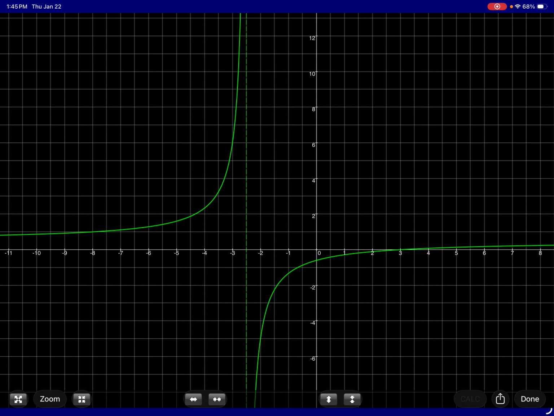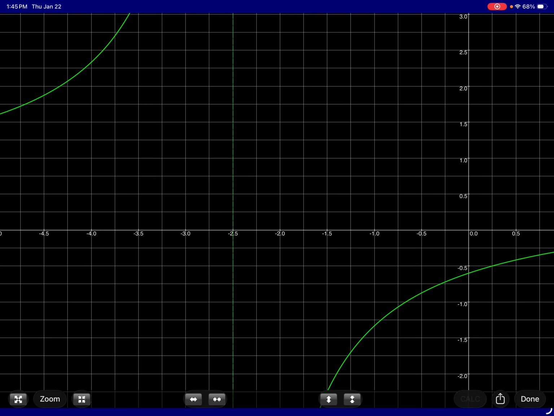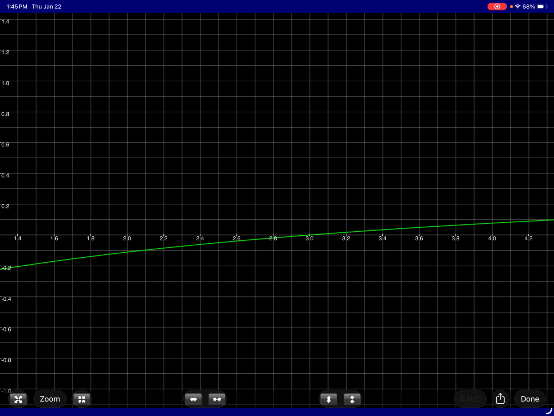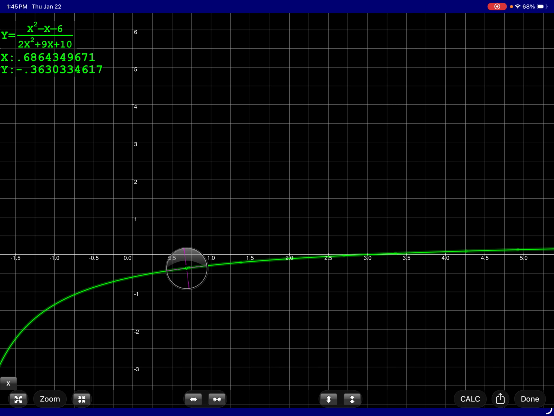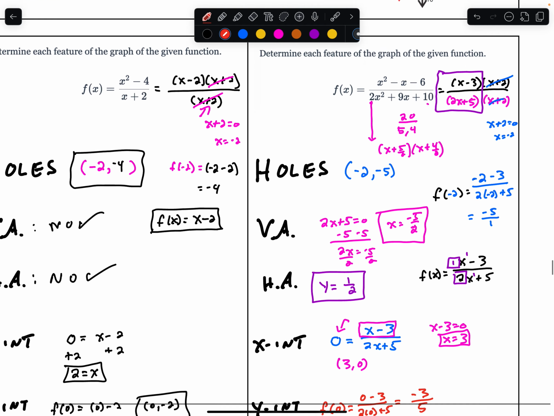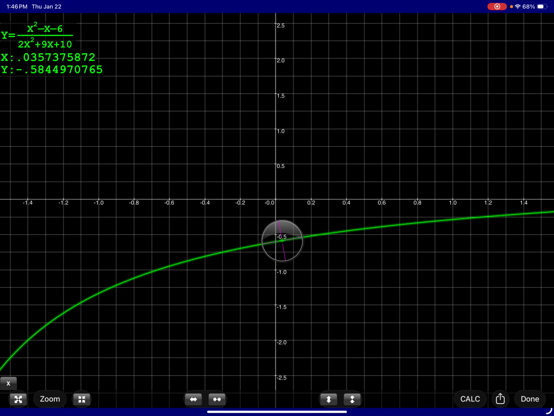Okay, so if I go ahead and take a look at the graph of this one, let's check it out. There is our horizontal asymptote. Our vertical asymptote. Okay. And if I wanted to find out where the x-intercept is, there it is, right there, right? 3, 0. And then if I wanted to find out the y-intercept, right? There it is, negative 0.6, which was our fraction that we got. And then the one place which was weird was the hole, right? So where is the hole? Negative 2, negative 5. Let's see if that exists on the graph.